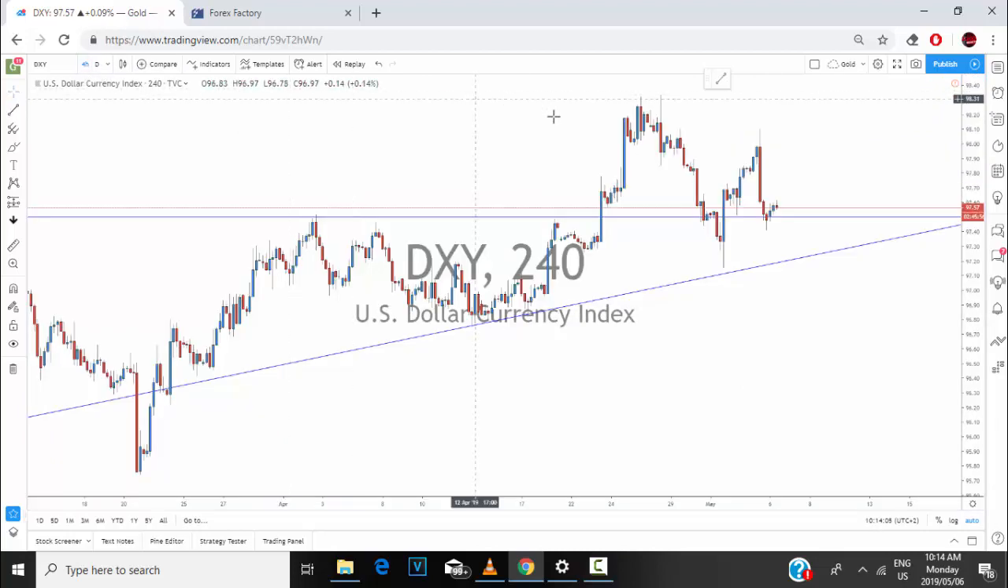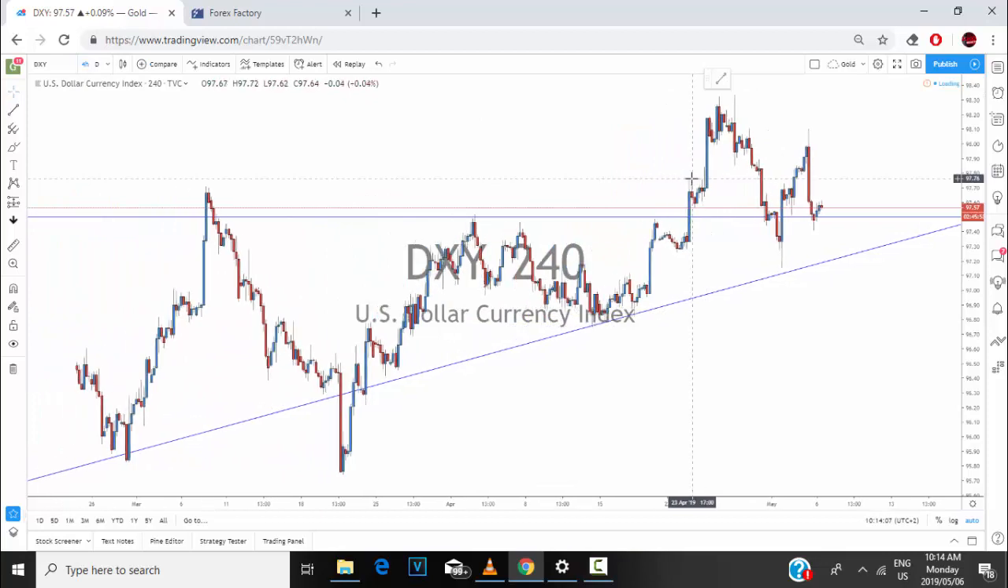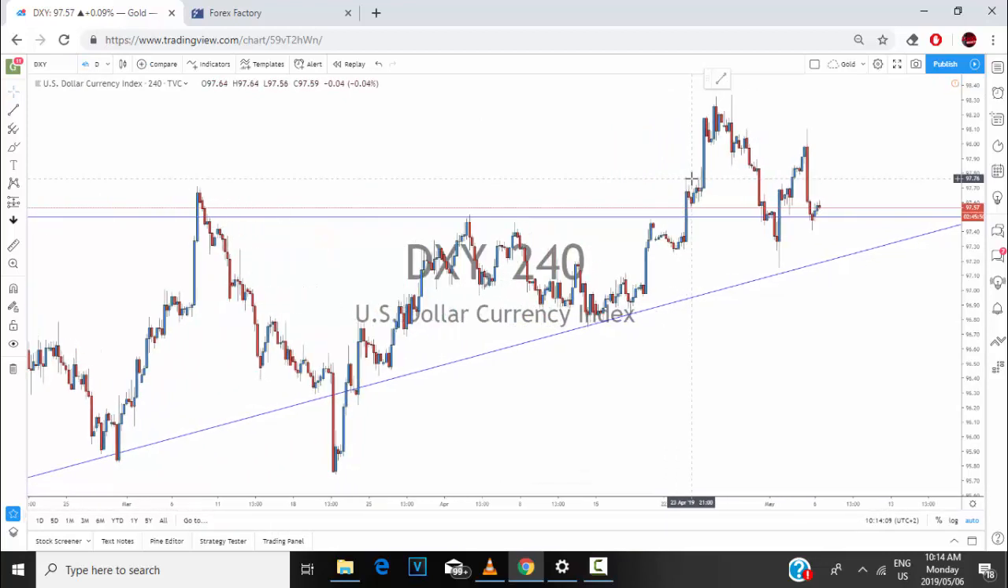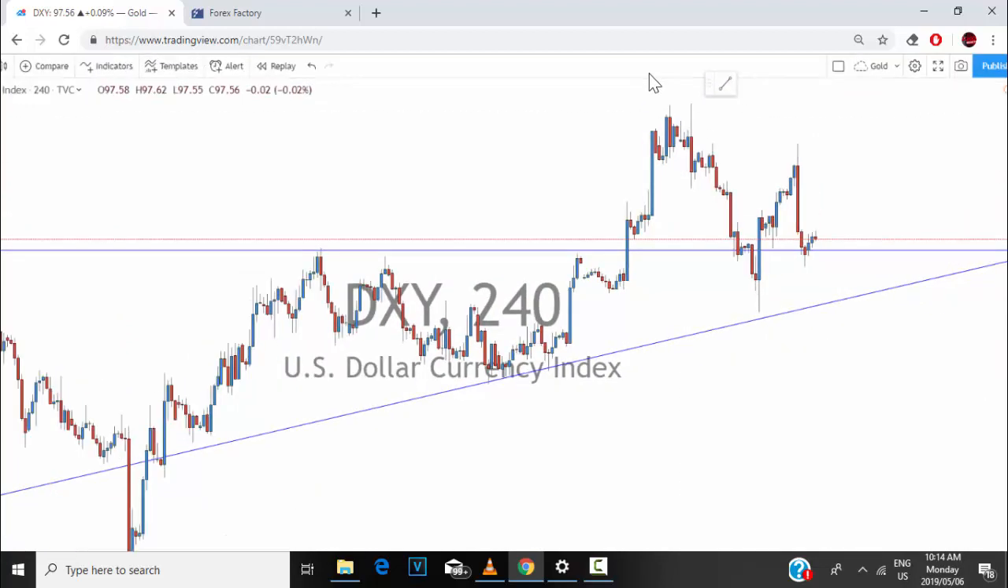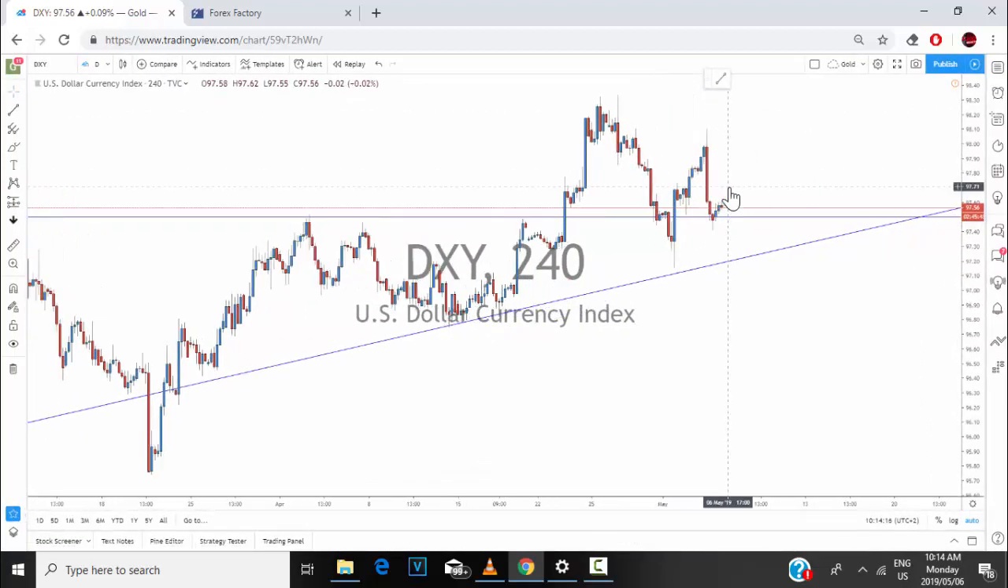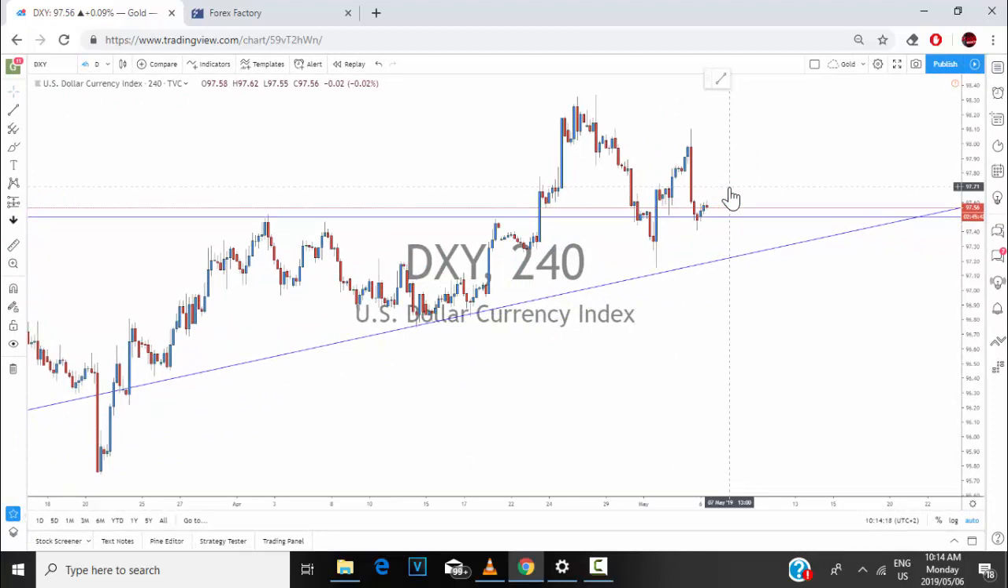Now let's get to the 4 hour. All right, we got the 4 hour right here. And okay, what can I expect? The weekly gave us a bearish signal. The daily gave us also a bearish signal because on Friday it closed really, really bearish. And now I'm gonna start plotting my support and resistances of this chart.